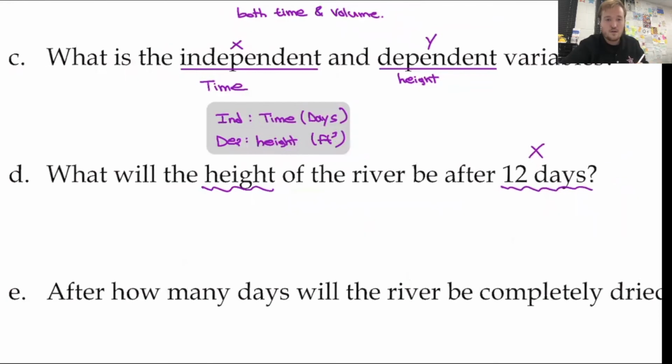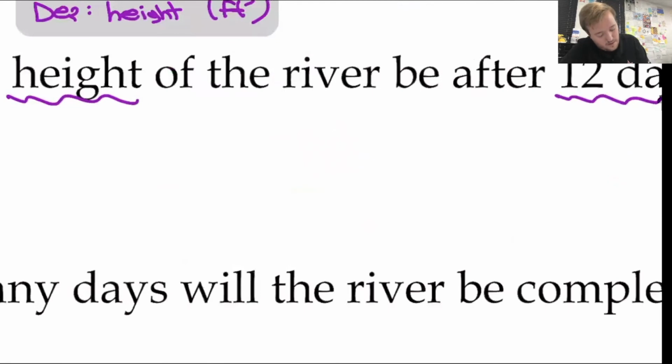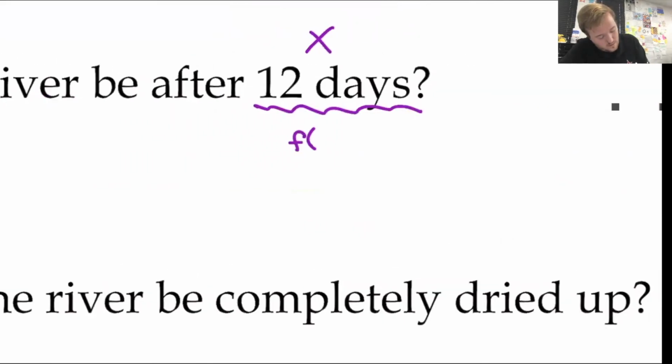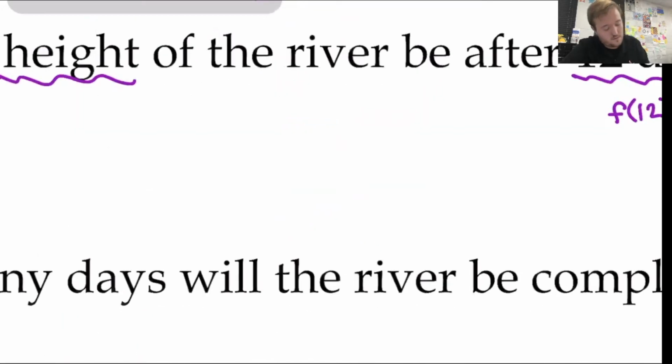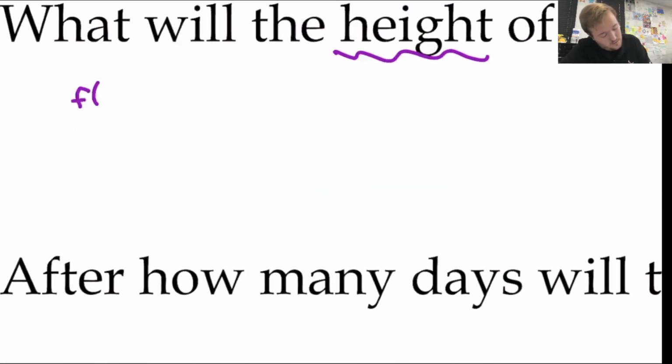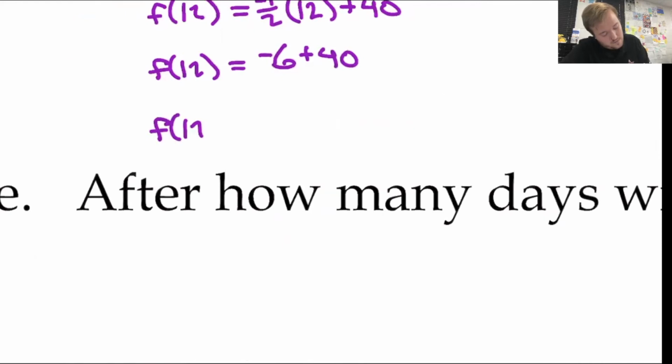Okay. So back to the height. In this case, they want us to find f of 12. So now I'm going to use that function from A to find f of 12. So f of 12 is equal to negative 1/2 times 12 plus 40. So f of 12 equals negative 6 plus 40. So f of 12 is equal to 34 feet.